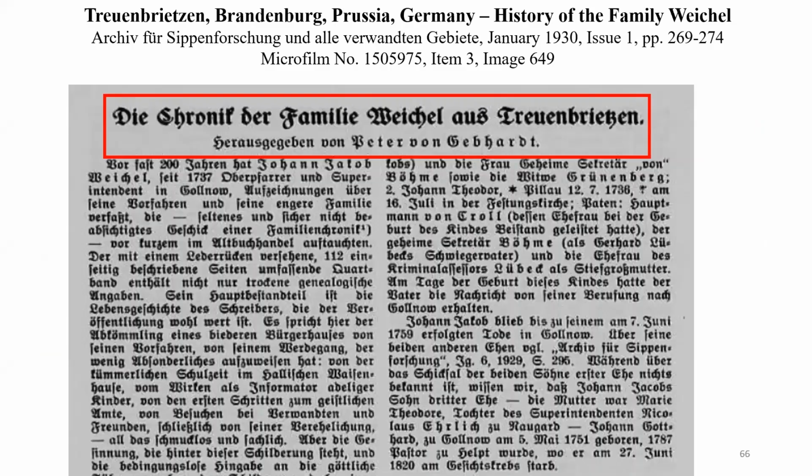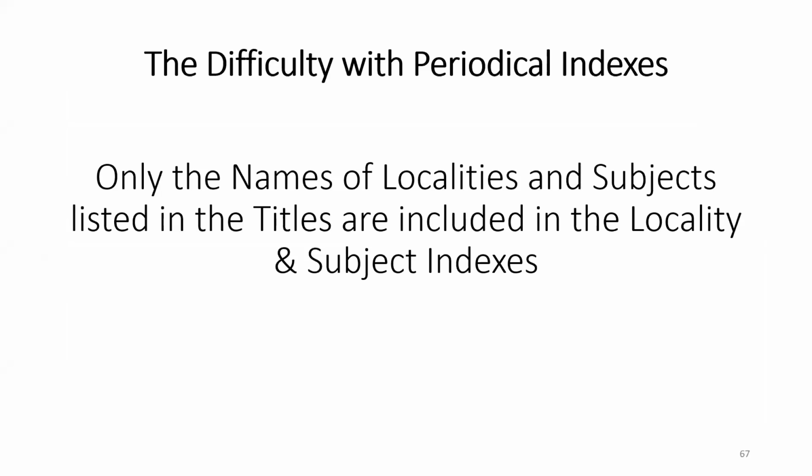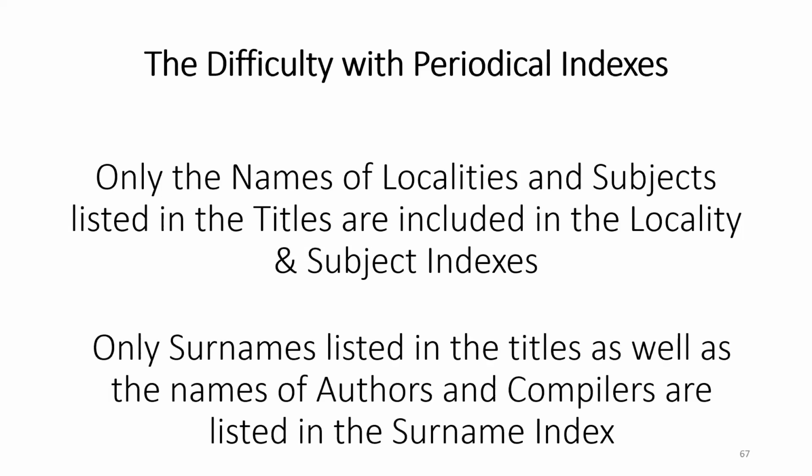The second problem with the indexes in Der Schlüssel is not apparent when you look up the title of an article, either in the periodical index source or in the article itself. The problem is that only names of localities and subjects listed in the article titles are included in the locality and subject index. And only the surnames listed in the article titles, as well as the names of the authors or compilers, are listed in the surname index.